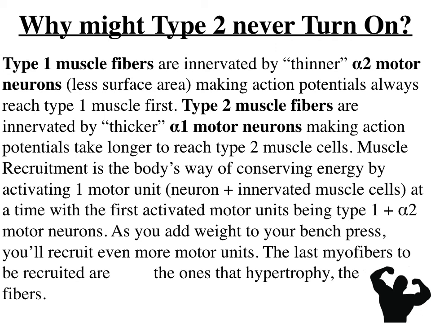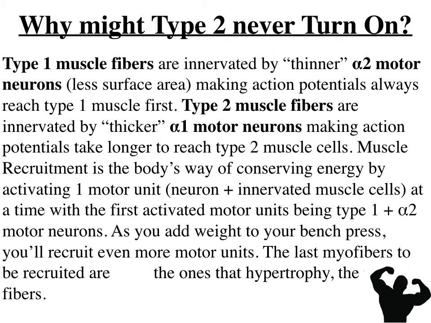The last fibers to be activated are the type 2, and that's because those take the most energy to maintain. They are full of actin and myosin. It costs a lot of energy, so the body automatically says, you know what? I'm not going to even let those guys work unless I really, really need them, because it costs too much energy to maintain.